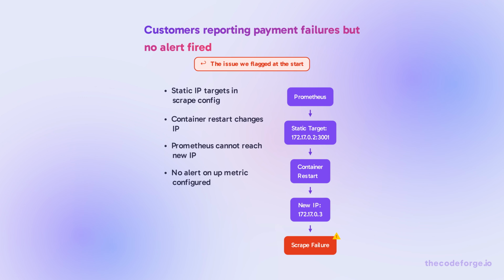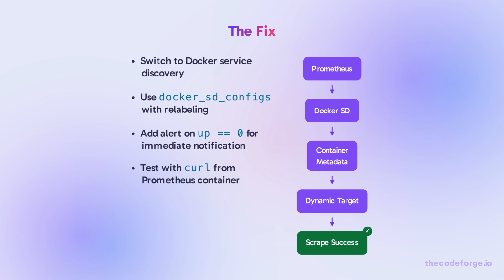Here's exactly why that happened. The team configured static IP targets in Prometheus. After a Docker restart, the container got a new IP. Prometheus kept trying the old IP, showing the target as down, but no alert was configured on the up metric. The fix was to replace static targets with Docker service discovery. Now Prometheus dynamically discovers containers after restart. We also added an alert on the up metric to catch any future scrape loss immediately.